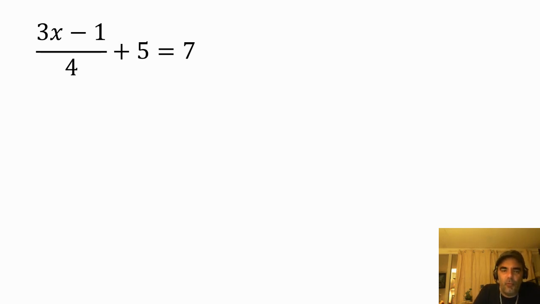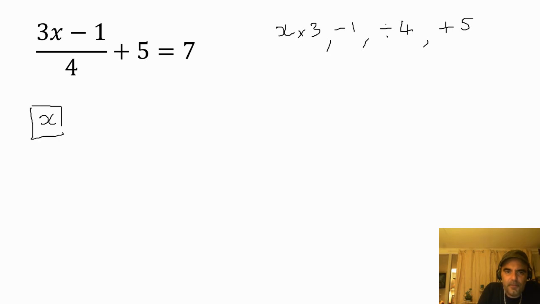Okay, so what operations did we do on x? First of all, we times by 3. Then we did a minus 1. Then we divided that number by 4, and then we went plus 5. Okay, so let's construct a flowchart to show what happened to x, and we're going along the right-hand side. So we start with an x in our box here.